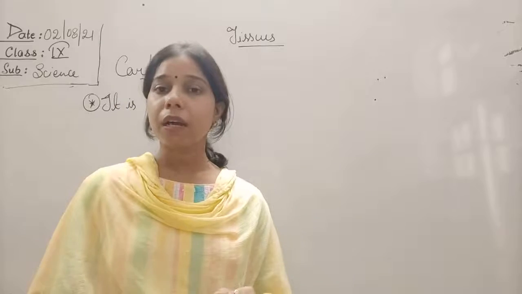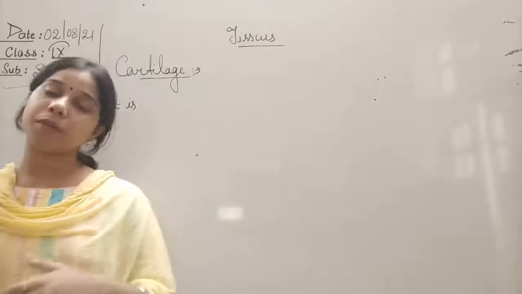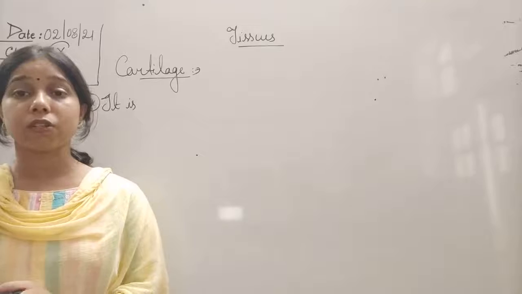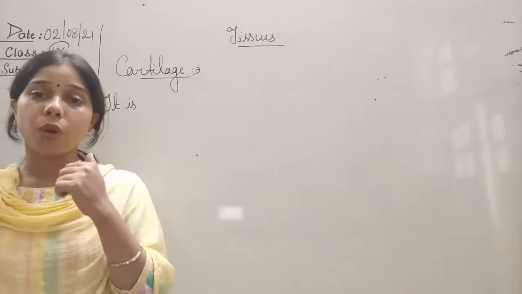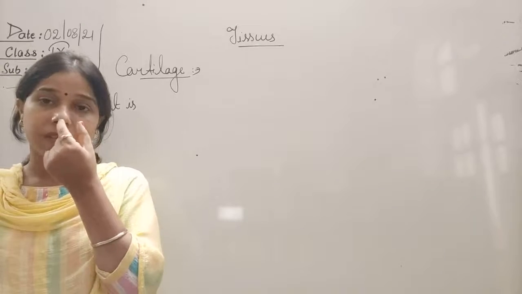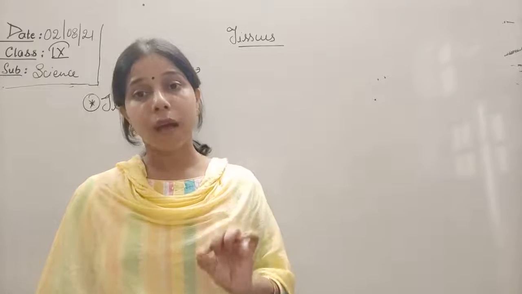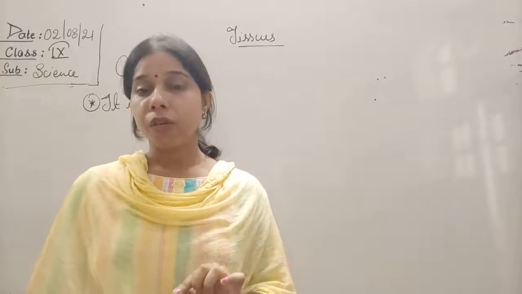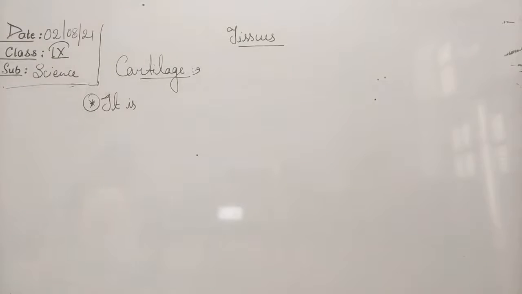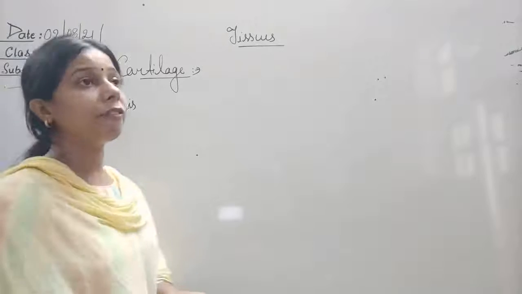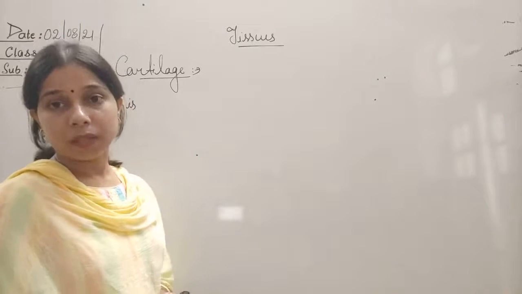What is the role of cartilage? You will see in our body there are many places where cartilage is present, like the tip of our nose. We can move our nose, and our ear pinna. This ear pinna is firm as well as flexible. So cartilage location is there, and its function is that it helps in providing flexibility to the body.